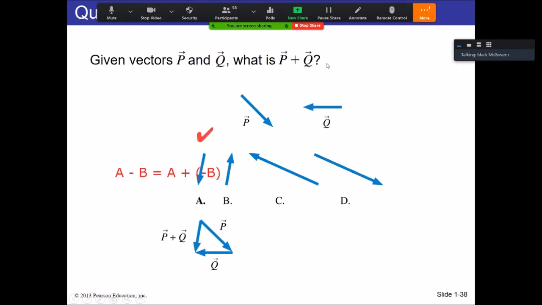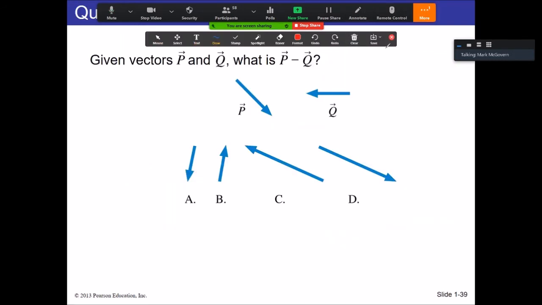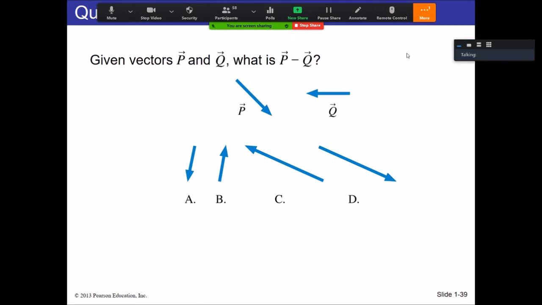All right, wait, where am I here? All right, people, another question for you. What is P minus Q? Which direction is that?